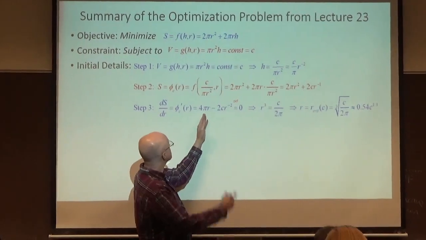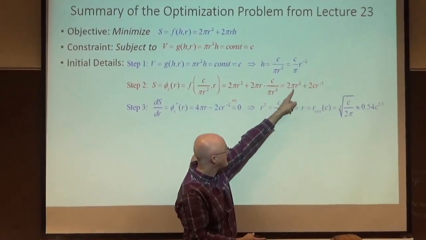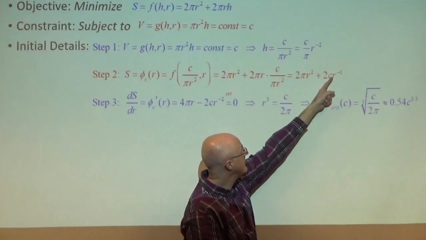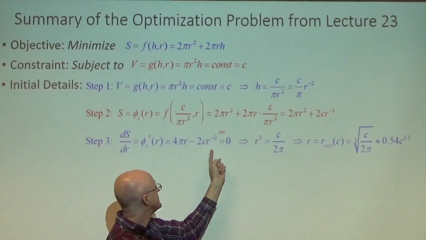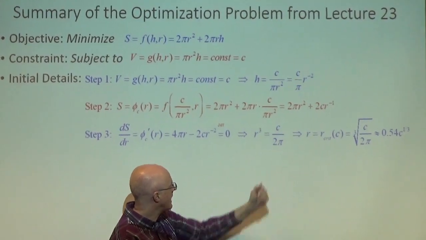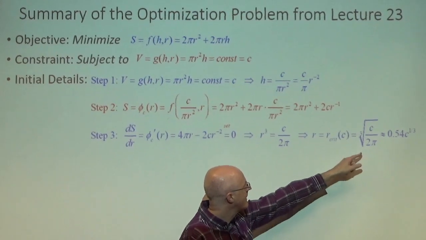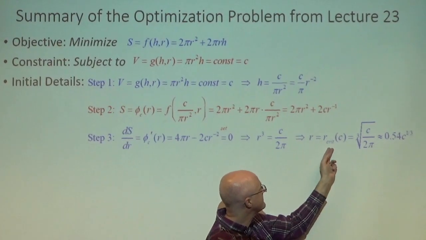There's the derivative. You can just mentally check that. I differentiated this thing here. I brought that 2 down to get a 4 pi r right there. I brought the negative 1 down to get a negative 2c r to the negative 2 right there. Set that equal to 0, solve for r. A couple steps you can check out in class, like we did last Friday. You get this. That's the exact critical point that I labeled r sub crit.